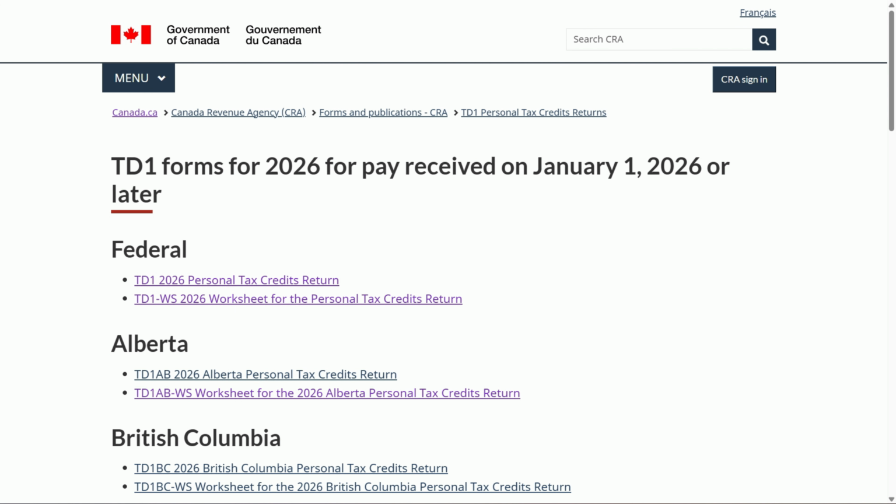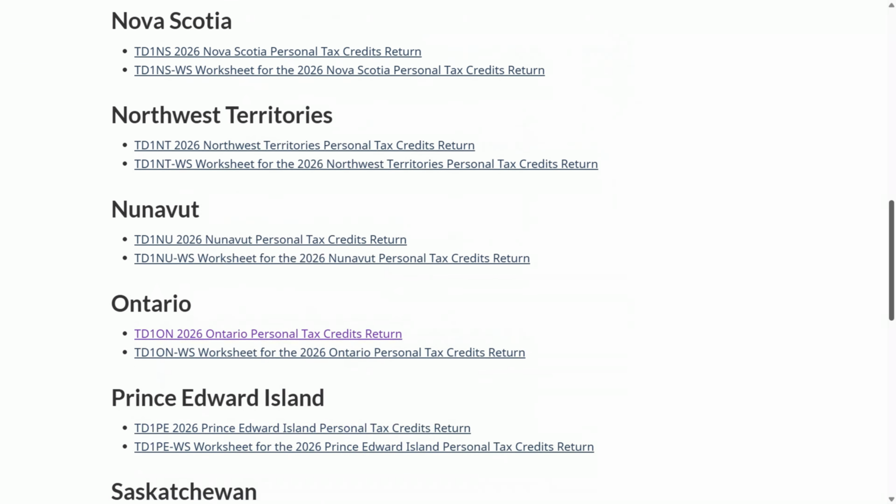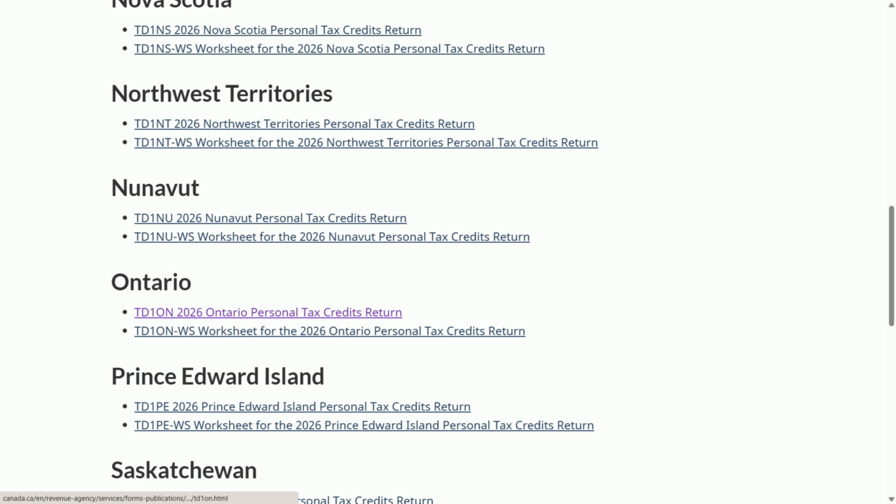So this is the federal form. The link will be in the description, or you can just search and come to this page. You have this personal tax credit return and the worksheet. I have shown in a previous video how to work on this. And for Ontario, once you come down, here is the tax credit return form and the worksheet. The worksheet, in your case, might be required. It may not be required at all. We will see that scenario also.